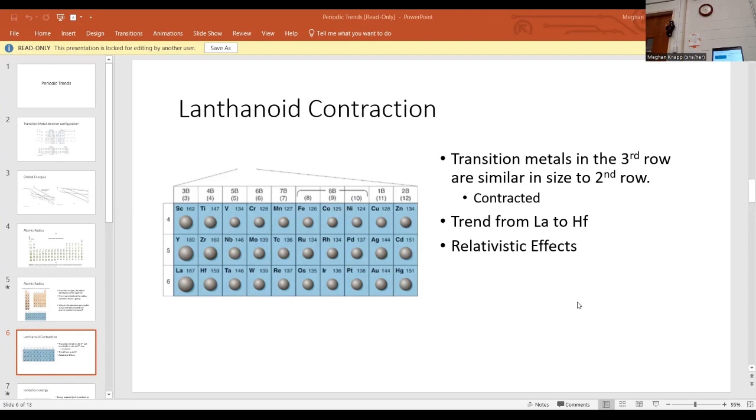And so you can kind of see that if you just pick any random element, one is about the same size as the one below it. So silver is 144, gold is 144.